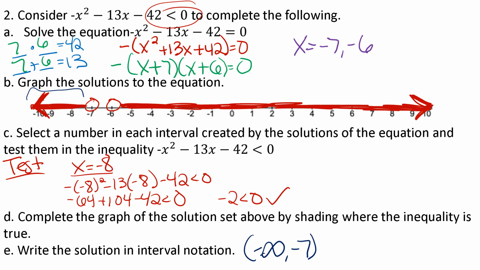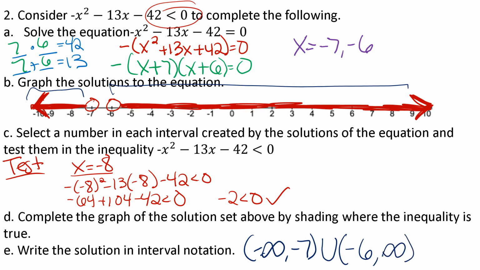What do I need in the middle? The union symbol. The next interval starts at -6, so the second interval over here. Bracket or parentheses around -6? Parentheses, because it's another open circle. And then that interval goes on forever and ever to positive infinity, and we always put parentheses around infinity. Okay.